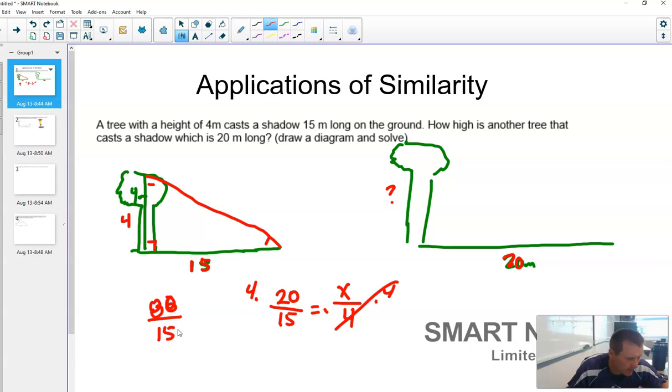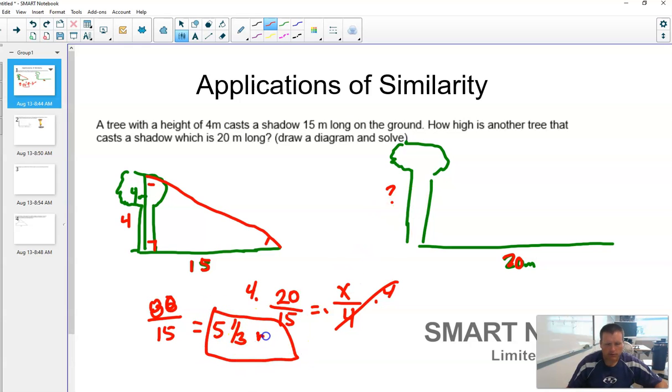And so I just need to know exactly what 80 divided by 15 is, and that'll give me the height of this. And so when I do that, I get 5 1/3 is what I get for that. So this is going to be 5 1/3 meters as the height of our tree here. Okay? And so you always want to write those proportional statements.